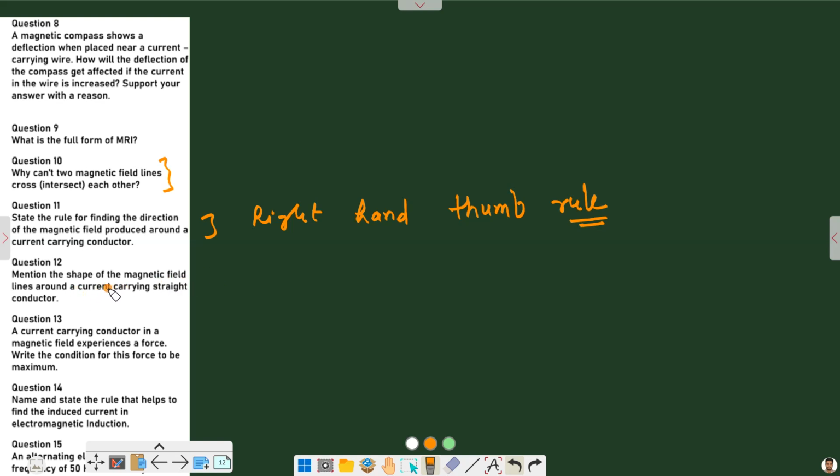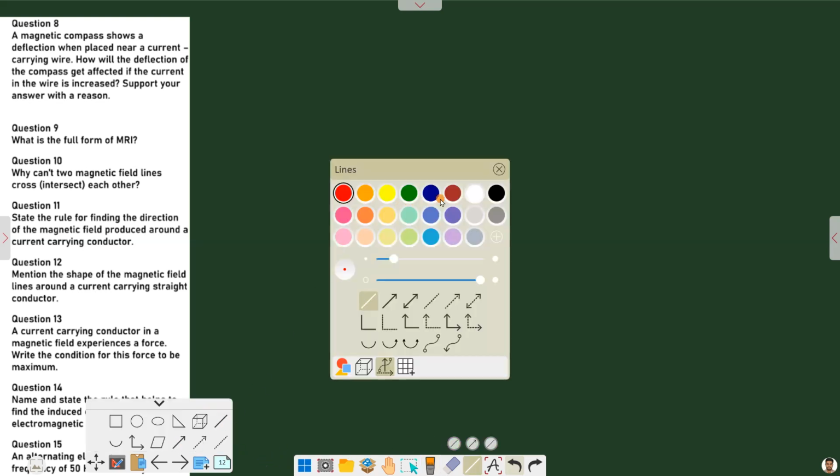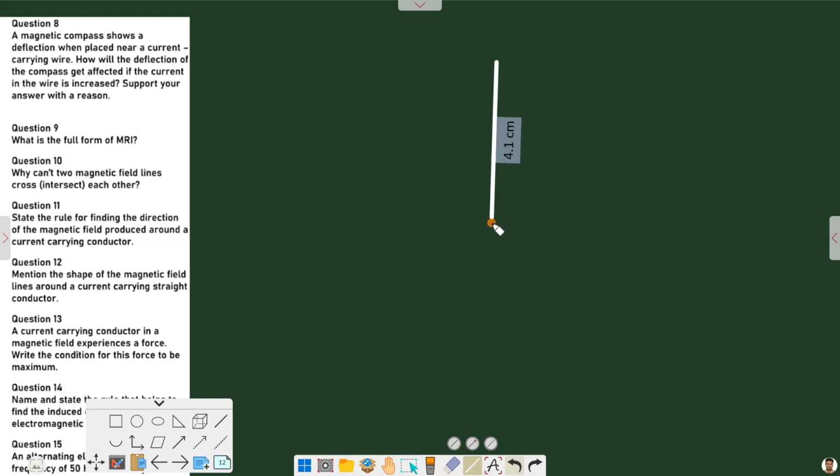Mention the shape of the magnetic field lines around a current carrying straight conductor. We can find them easily; we have already discussed this in question number 8. So suppose we have a conductor, this conductor, and in this conductor we have a current which flows in the upward direction. Now to find the magnetic field direction, we will use the right hand thumb rule.